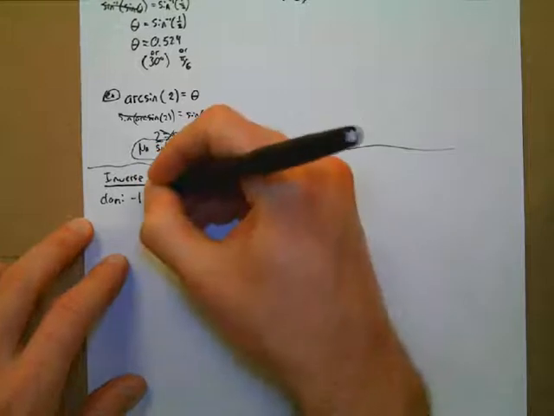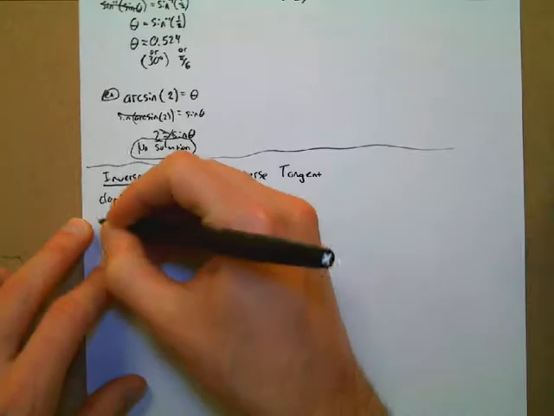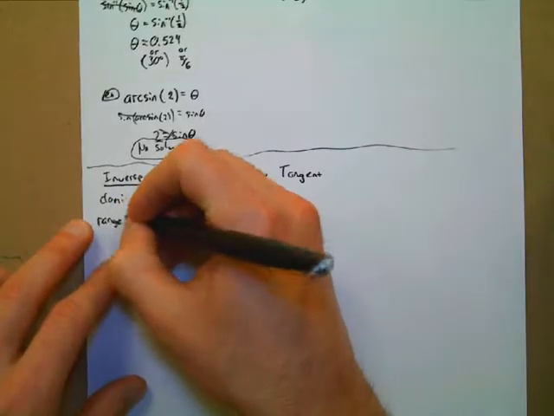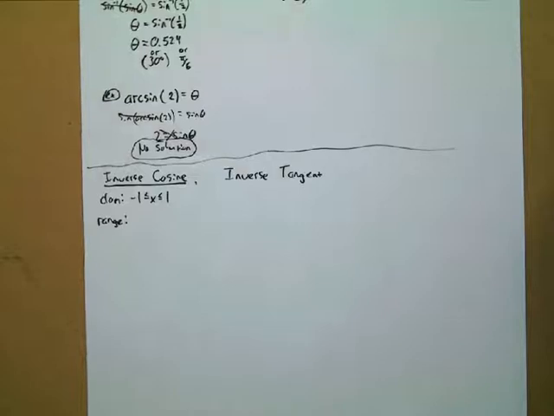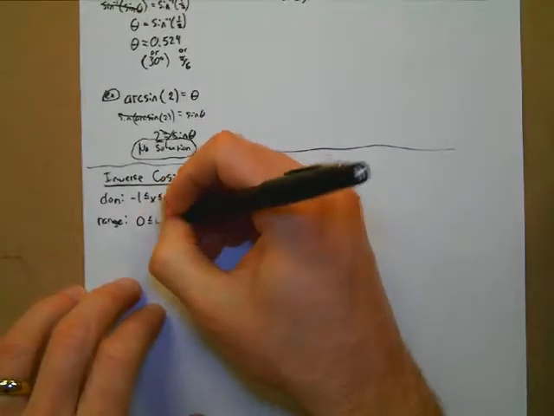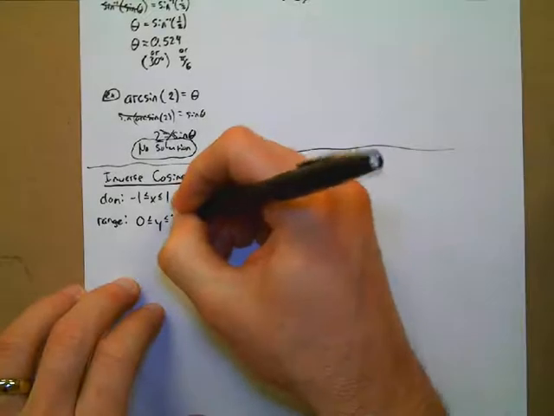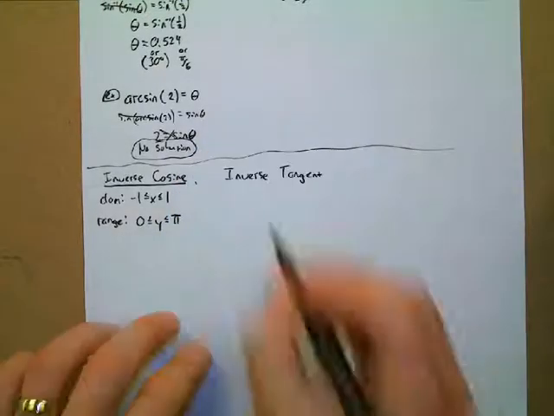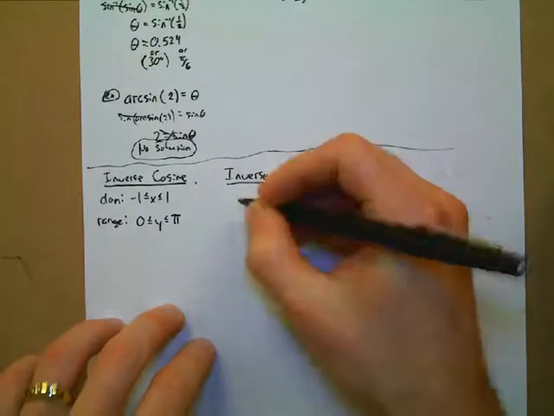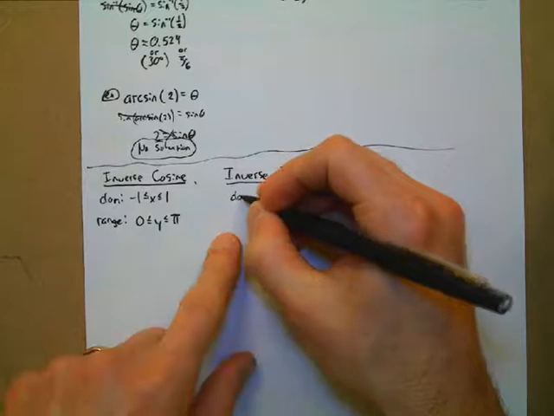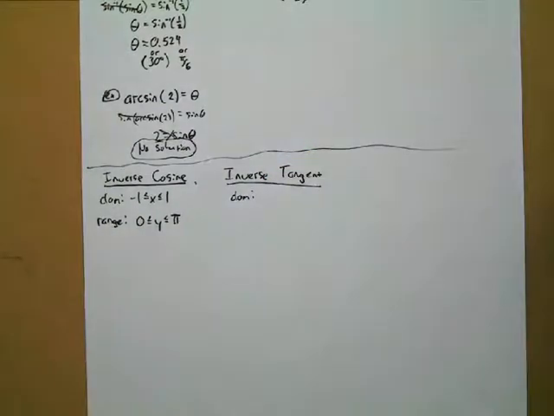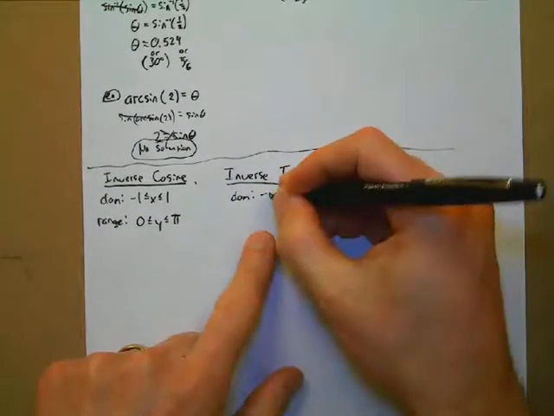And then for inverse tangent, the domain will be -infinity to infinity, and the range will be -pi over 2 to pi over 2. Okay, like so.